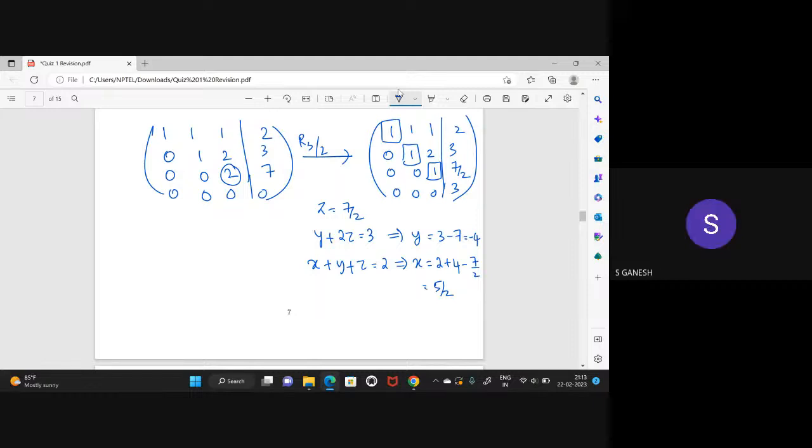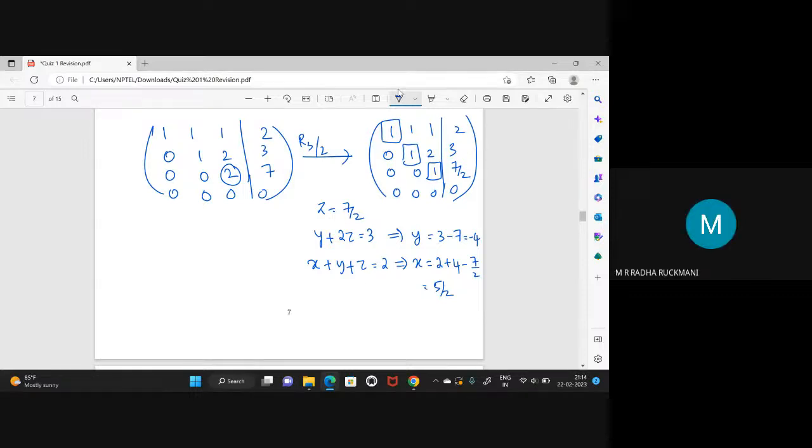Ma'am, actually, the number of equations is more than the number of variables. What if the number of equations is equal to the number of variables? In that case, will it hold? Yeah, in that case, there will be a unique solution. If all variables are dependent and there is a solution, it will be a unique solution. Yeah, that is what I'm saying.